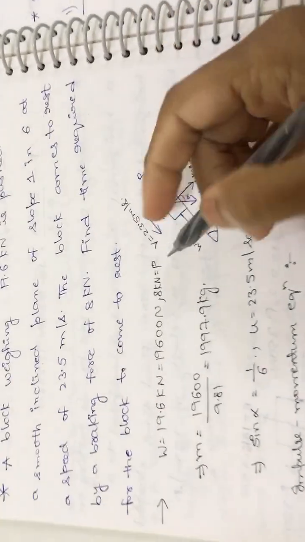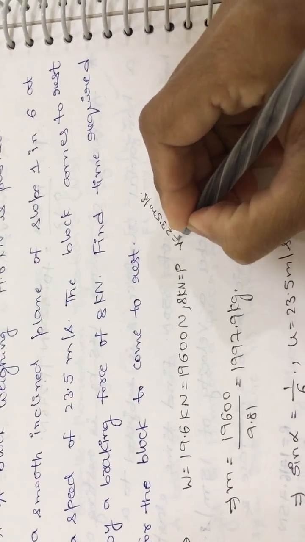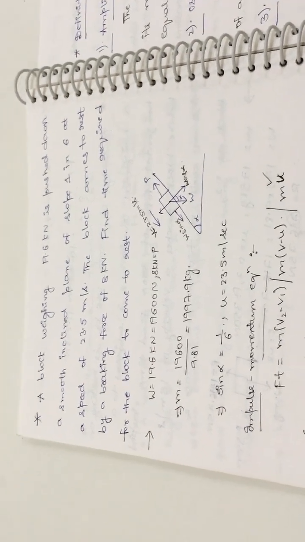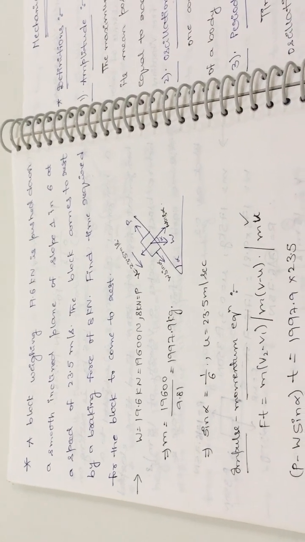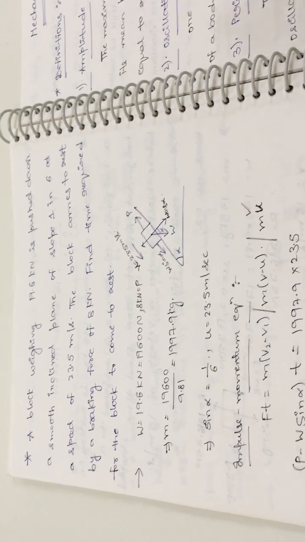Here coming to rest means the final velocity value will be 0, and the initial velocity value will be 23.5 meter per second. So according to the given data, we need to use the impulse momentum equation in terms of the initial velocity, or final velocity, or in terms of both the initial and final velocity. So these are some problems related to the impulse momentum equation in the dynamics part.